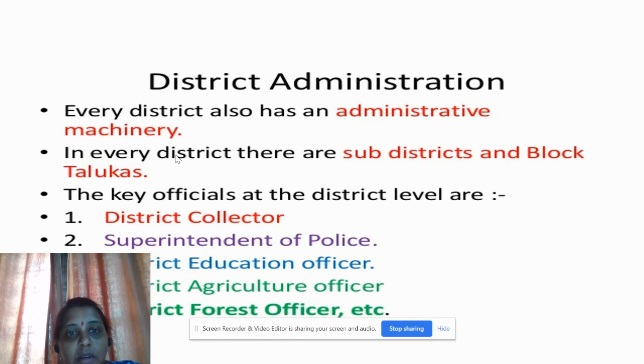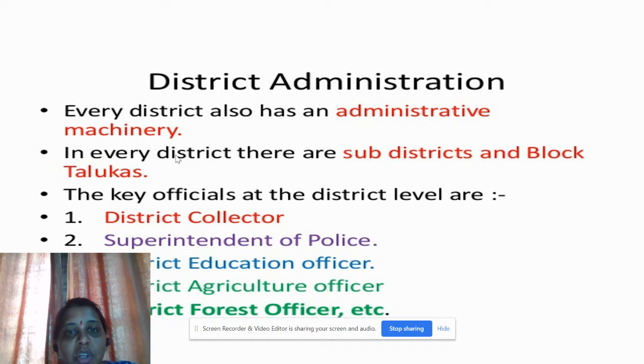Now, the district education officer. What is the duty of the district education officer? He is the officer who takes care whether the schools are functioning well, and whether they are following the rules which have to be followed by educational institutions.